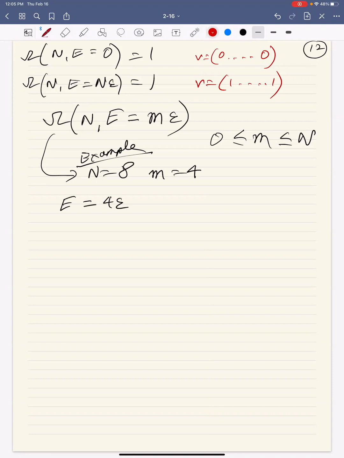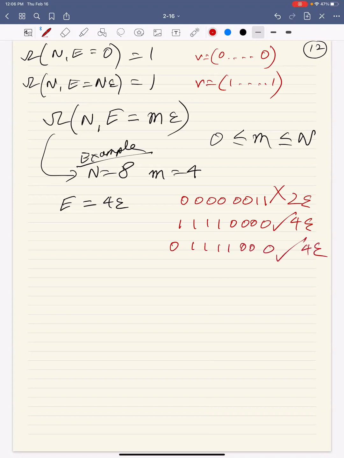So I want you to think and tell me, this vector 0, 0, 0, 0, 0, 0, 1, 1, is this a microstate consistent with energy equal to 4 epsilon? No. What is the energy here? 2 epsilon, right? So this is not permissible. However, 1, 1, 1, 1, 0, 0, 0, 0 is permissible, right? But that's not the only one. 0, 1, 1, 1, 1, 0, 0, 0 is also permissible. There are a bunch of them.